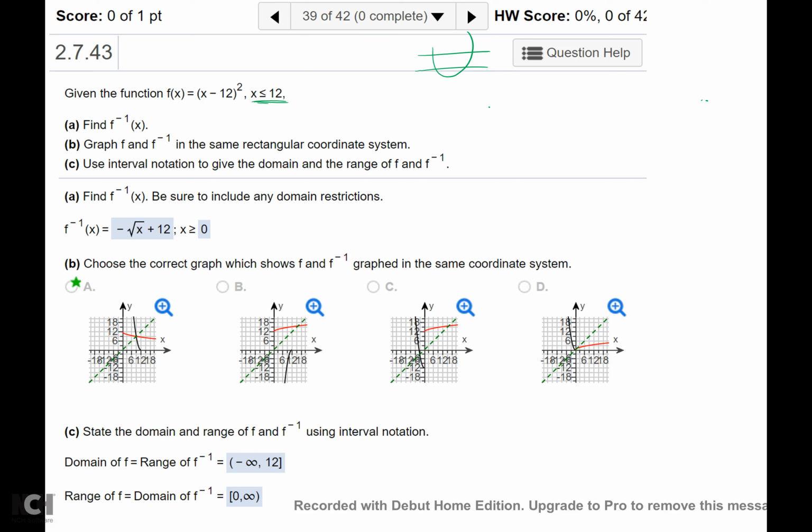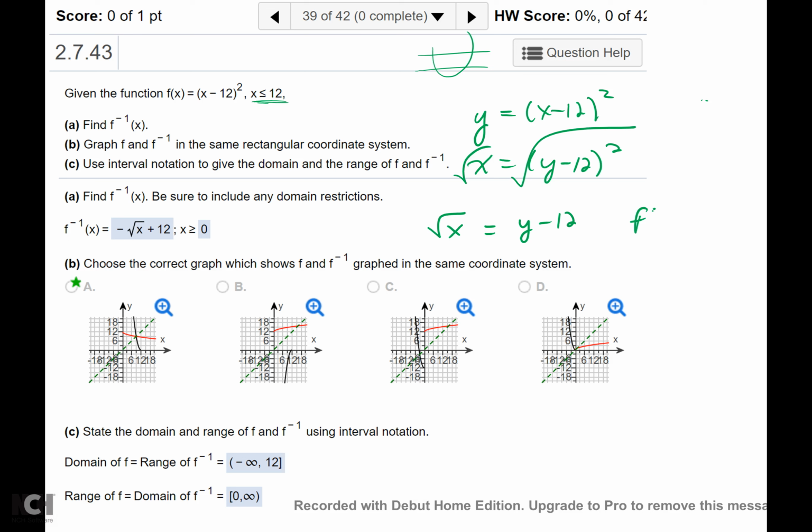So to find its inverse, we have y equals x minus 12 squared. I have to switch x and y, so I have x equals y minus 12 squared. Solve for y: I get the square root of x equals y minus 12. Add 12, and I get the inverse function of x is the square root of x plus 12.